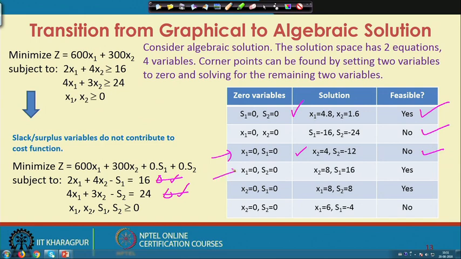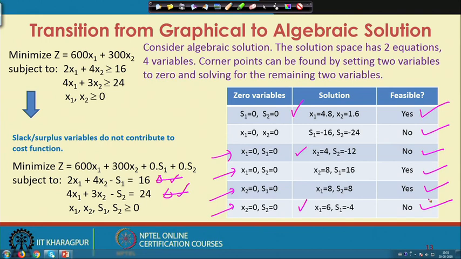You can set x1 equal to 0 and S2 equal to 0 and we will obtain x2 equal to 8, S1 equal to 16. It is a feasible solution. You can set x2 equal to 0 and S1 equal to 0, you get x1 equal to 8, S2 equal to 8. Once again it is a feasible solution because all the constraints are satisfied. x2 equal to 0, S2 equal to 0 will give you the solution x1 equal to 6, S1 equal to minus 4. Now, this is not feasible because S1 cannot have a negative value.